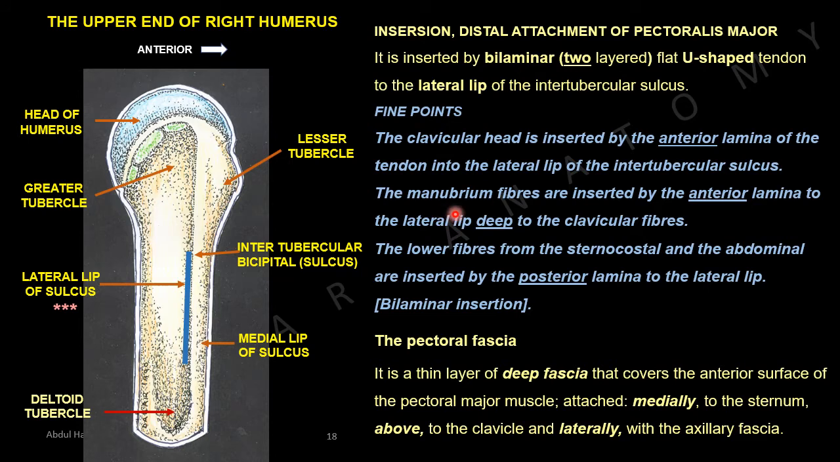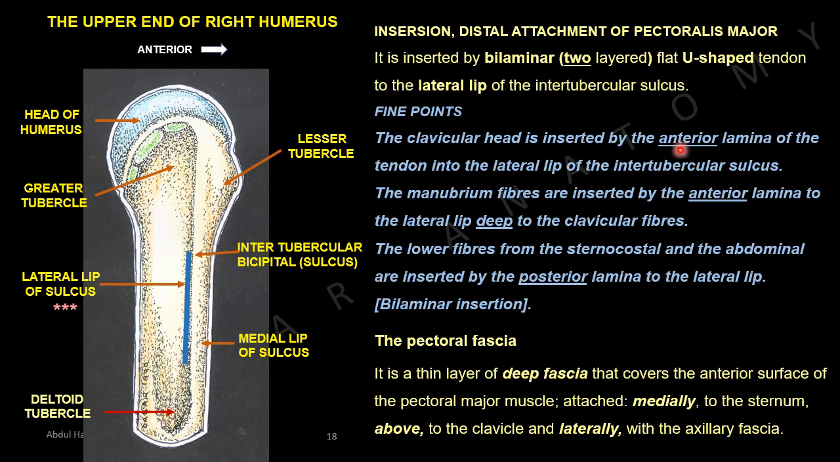The fibers coming from the manubrium are also inserted by the anterior lamina to the lateral lip, but deep to the clavicular fibers. The lower fibers coming from the sternocostal part and from the abdominal aponeurosis are inserted by the posterior lamina, the posterior layer, to the lateral lip of the intertubercular sulcus. That means bilaminar, 2 layers of insertion: anterior layer and posterior layer.